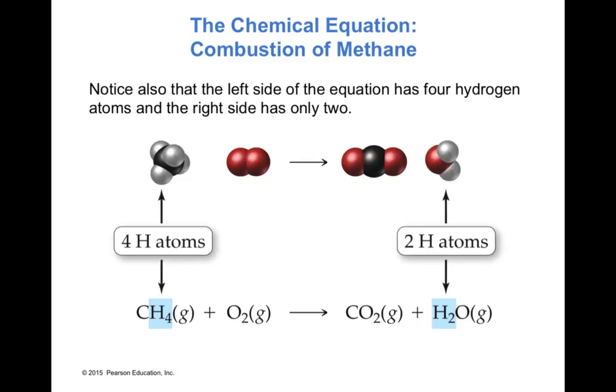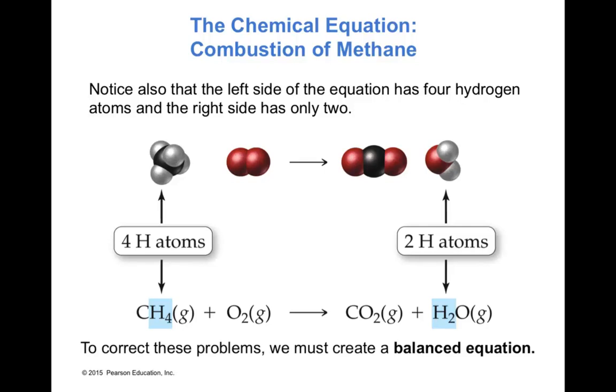So what happened with the hydrogens? If we look at the hydrogens, we have 4 hydrogens in the reactant, forming the molecule of methane. And we have 2 atoms of hydrogen in the molecule of water in the products. So also here we have a difference between atoms on each side of the equation. To correct this problem, we must create a balanced equation.